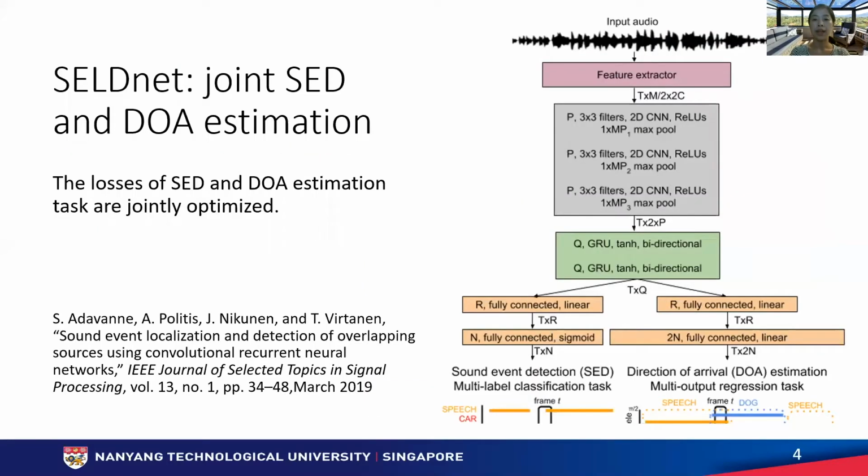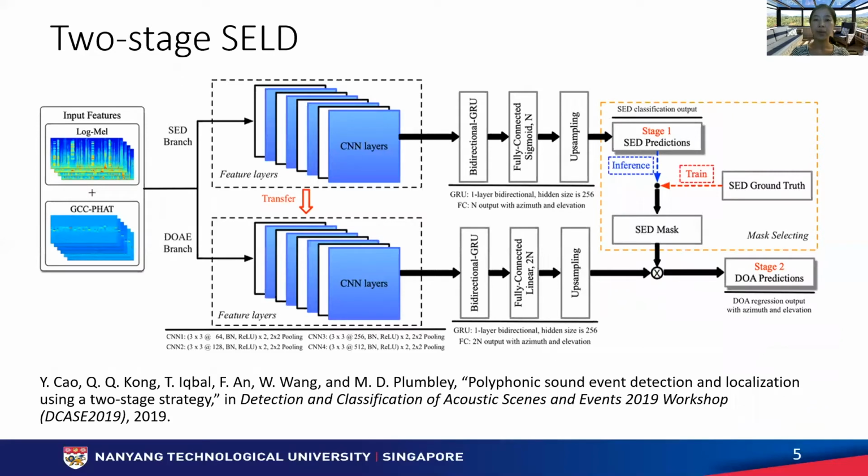To solve the sound event localization and detection problem, Adavan et al. proposed a single input, multiple output convolutional recurrent neural network (CRNN) called SELDNet that jointly optimizes SED and DOA estimation. However, the joint optimization reduced the performance of each task. To mitigate this problem, Cao et al. proposed a two-stage strategy to train two almost identical CRNN models for the two tasks separately. The SED outputs are used as masks to select the corresponding DOA outputs. This two-stage strategy significantly improved the SELD performance.